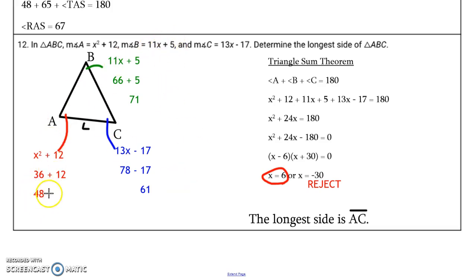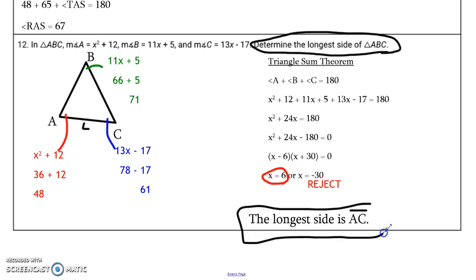So here we got the angle to be 48. When we substituted in 6, this angle is 71, and this angle is 61. If this angle is 71, it's the largest angle, which means it's across from the largest side, or the longest side. AC is the longest side. And please remember, if it's asking us to determine the longest side of ABC, we circle that. That's the thing that it's asking us to do. After doing all this work, please don't forget to actually write the answer.